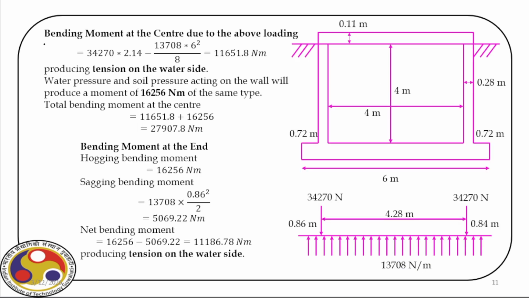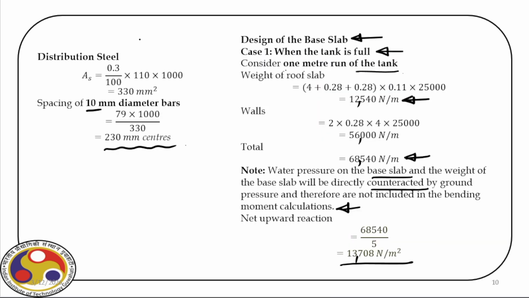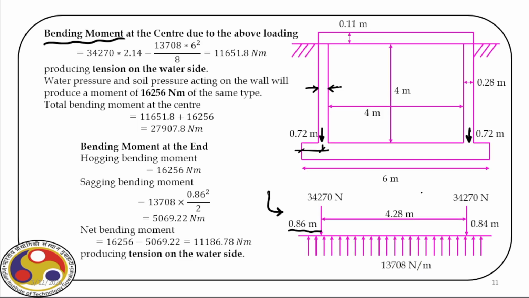Then the next task is to find out the bending moment. You can see the loading diagram here. So we have supports at these 2 points. We already have designed the thickness of the wall. So from that we can find out from this location to the distance of the extreme fiber that you can see it is 0.86 meter. So the bending moment at the center due to the loading that you have already considered here is 11,651.8 Newton meter, and it will produce tension on the water side.